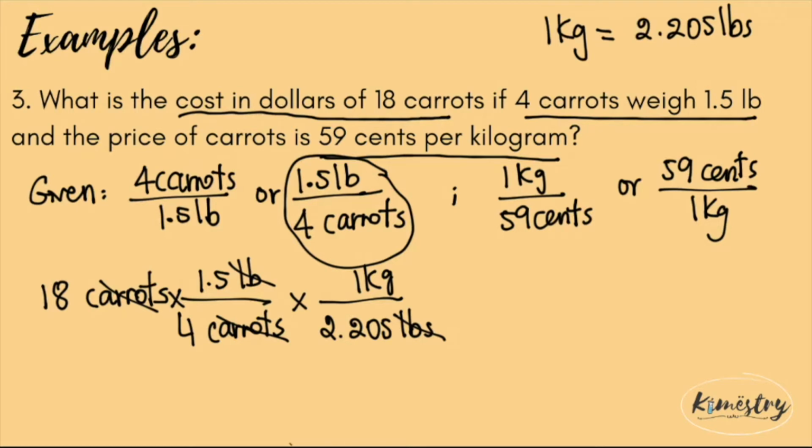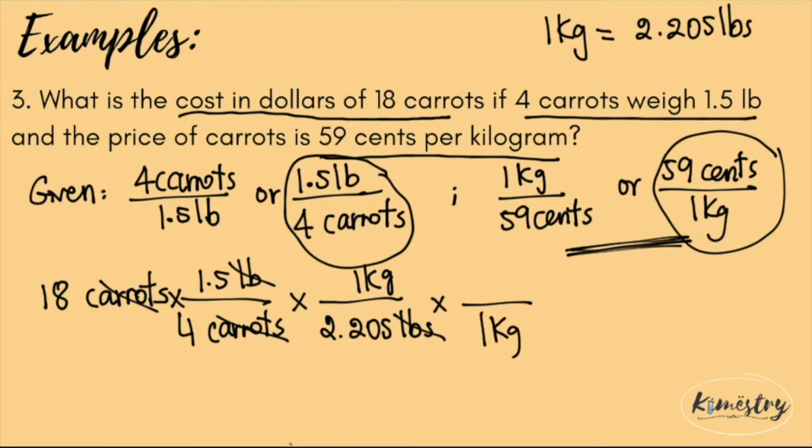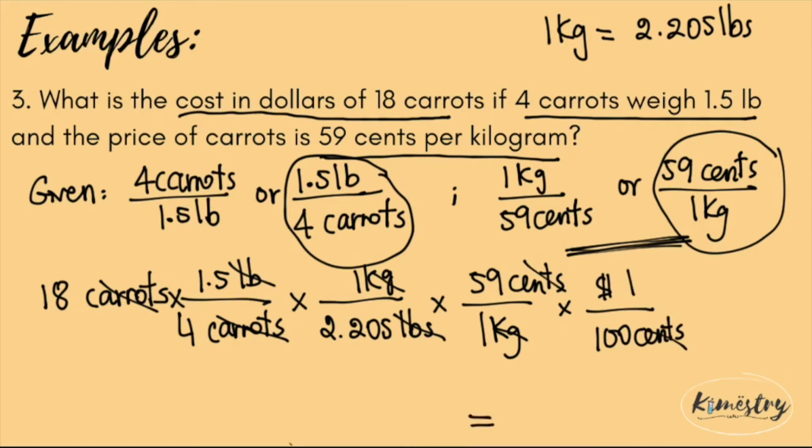Now I can use my conversion factor here. Because I want to cancel out kilogram, I need to use this one. 1 kilogram, 59 cents. Now I've got my cost in cents, but because the question wanted in dollars, I need to do another conversion factor. So 100 cents in $1. Cents got cancelled. I've got my answer in dollar, which is $1.8. And that's the answer.